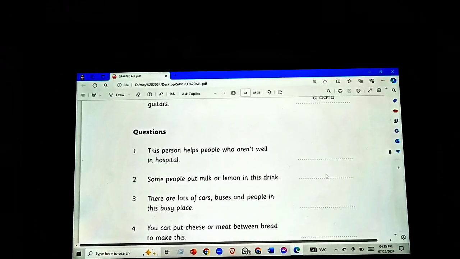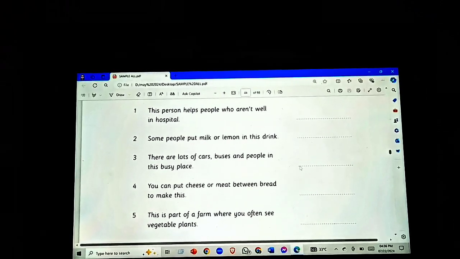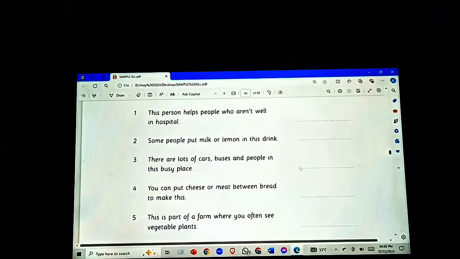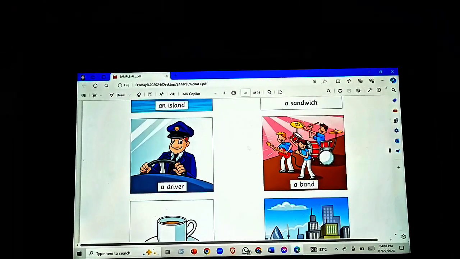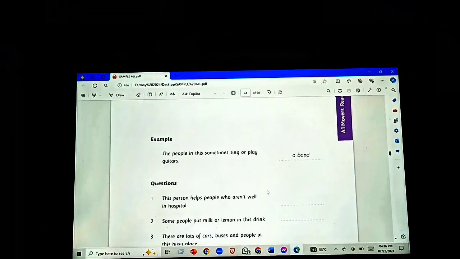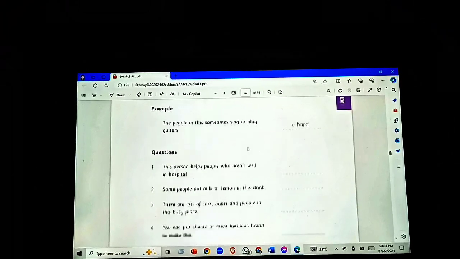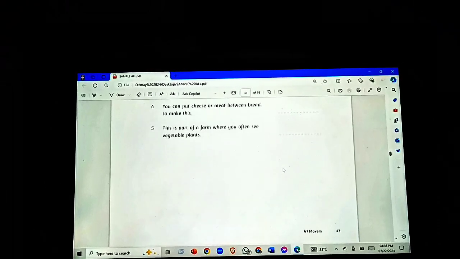So you have to do exactly the same thing. You will have 5 questions. You have to read the questions, understand the meanings, and based on the meanings match these clues with the pictures you are seeing. You have to see the picture, the title, and the clues, understand the meanings, and fill the gaps according to the image or the clue. So there are only 5 questions.